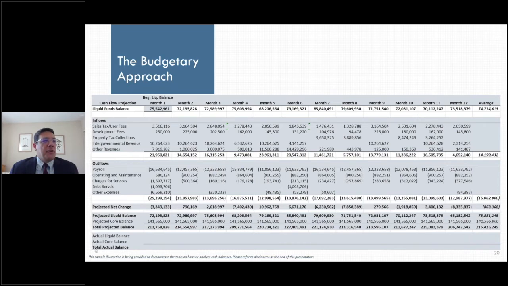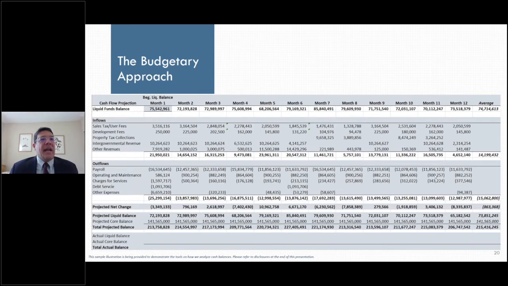Now, I added another feature at the bottom where every month you can go back and do a true up. You can do a look back and see what actually came in and what actually left, and where your liquid balance ended up and your core balance ended up, and you have your actual balance. But you can use this actual liquid balance to then adjust your beginning balance for your projection the following month. And the idea is that you do this for one year. Here's your one year projection.